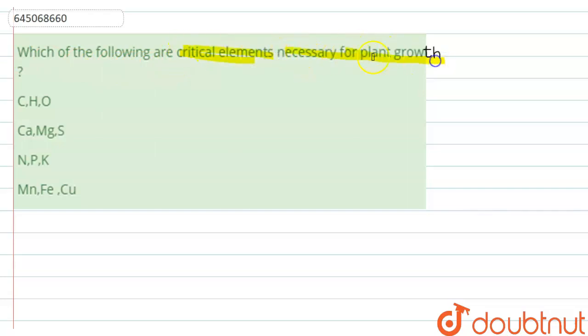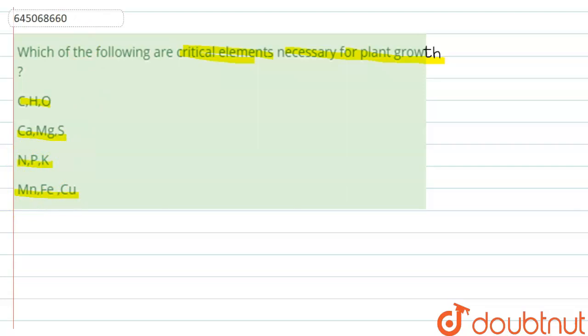Hello students, the question says, which of the following are critical elements necessary for plant growth? Given options are carbon, hydrogen, oxygen; calcium, magnesium, sulfur; nitrogen, phosphorus, and potassium; and manganese, iron, and copper.